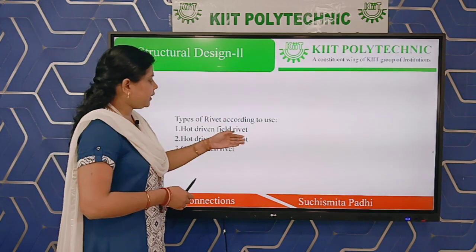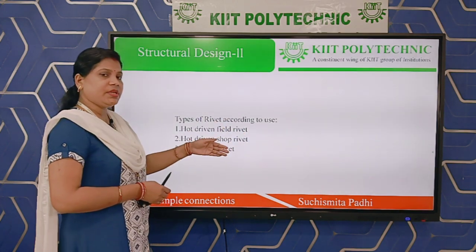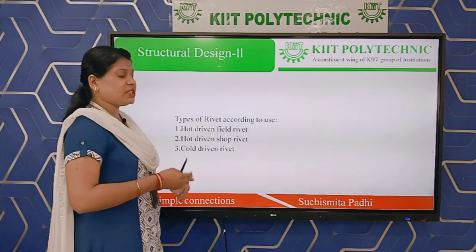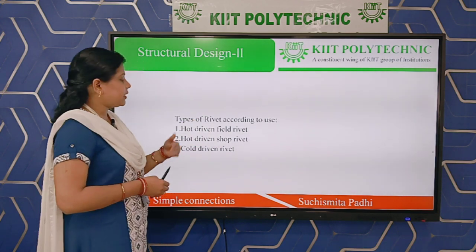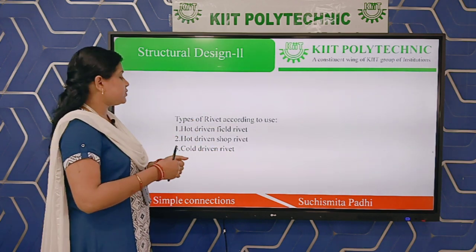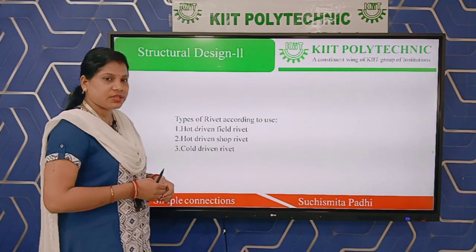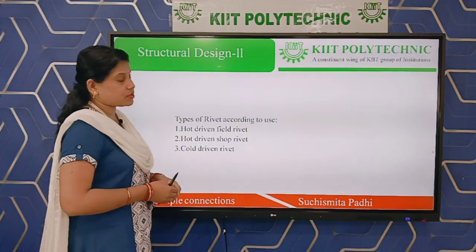Next is field rivet and shop rivet. Field rivet means we use the rivet in the field, that's why it is named field rivet. And if we use the rivet within the fabrication or within the shop, then that is known as shop rivet.